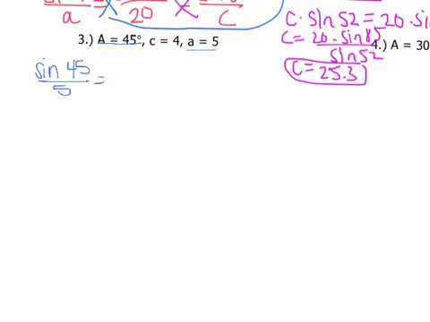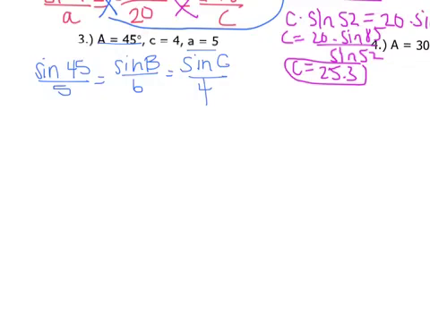Just make sure that you're matching up angles with side lengths. So sine of 45 degrees over 5 is equal to sine of B over B, which is equal to sine of C over 4. So just substituting in everything that we're given. Now here's the problem. If you look at these first two ratios, what's the issue? We have two different unknowns. We can't cross multiply and solve anything there.